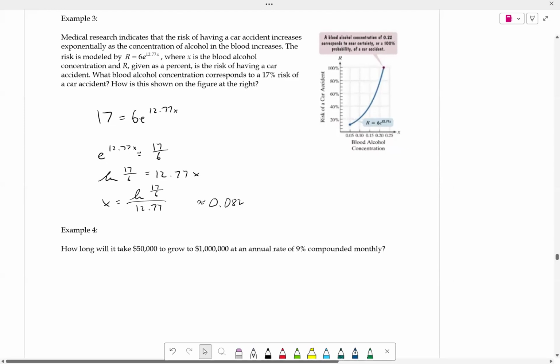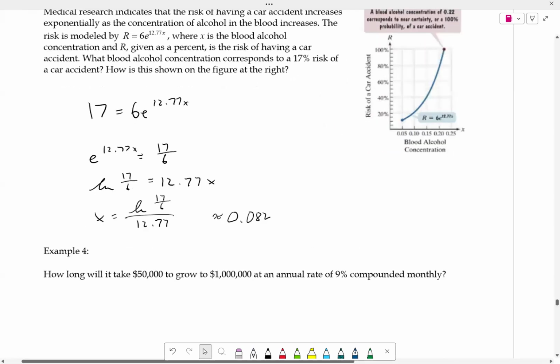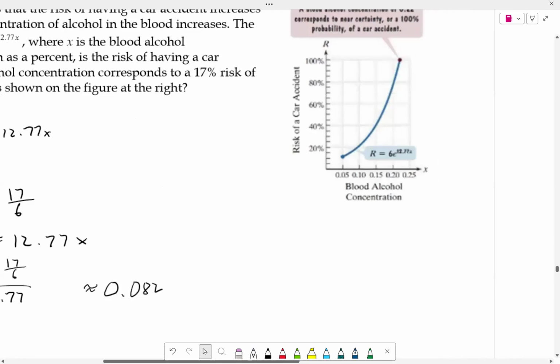And it says, how is this shown in the figure on the right? Do we see it? It's maybe there. You can see the X value. The Y value corresponds to that 17%.